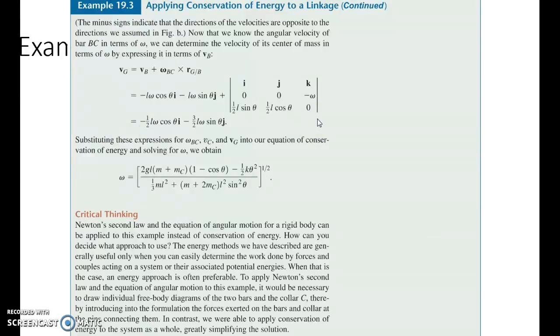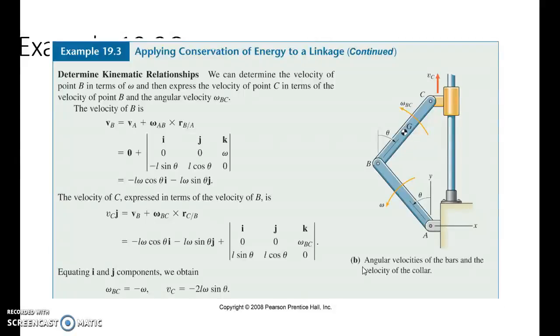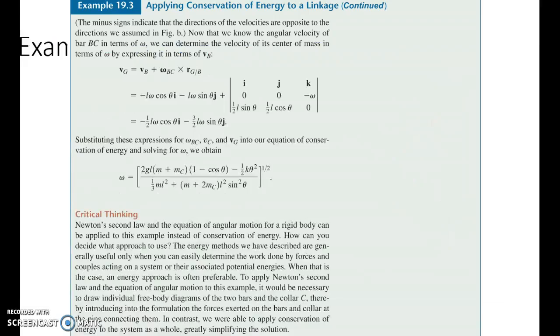But remember, in the energy equation, VG is a scalar. Right? So I don't have to really worry about equating I's and J's here. I can just figure out what the scalar value for VG is here. Because it's a vector, the scalar value is the magnitude of the vector, which is the square root of the x component squared and y component squared, correct? So doing all of that, now I have VG. I have VG in terms of theta and omega.